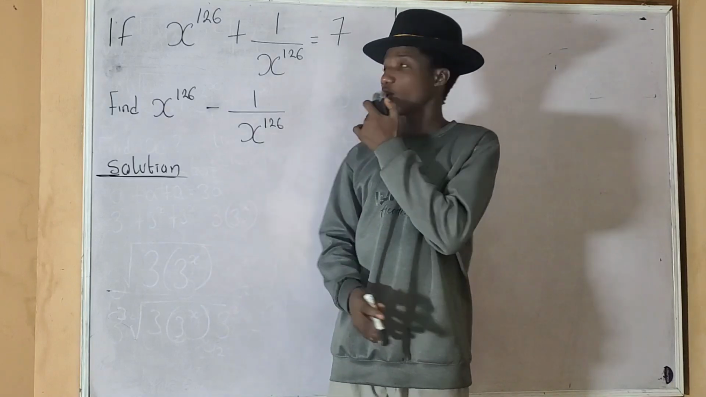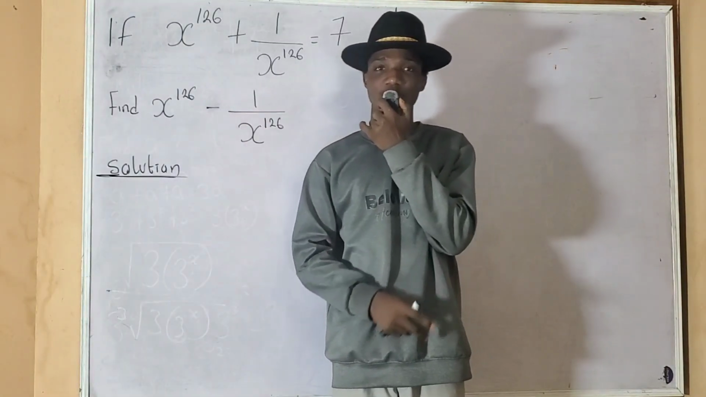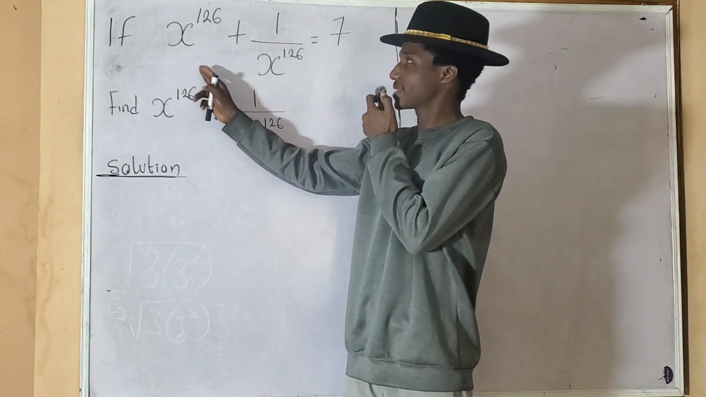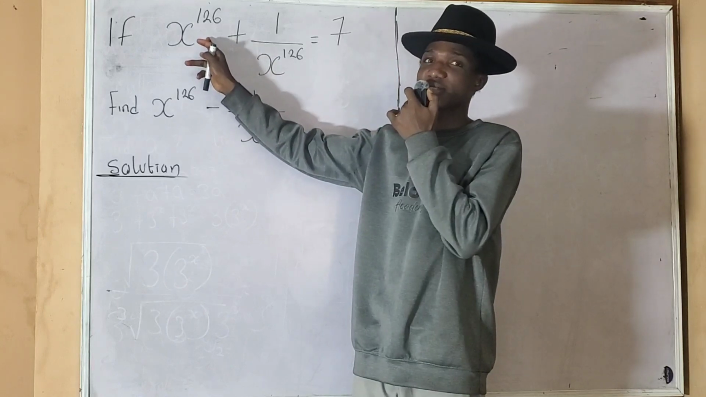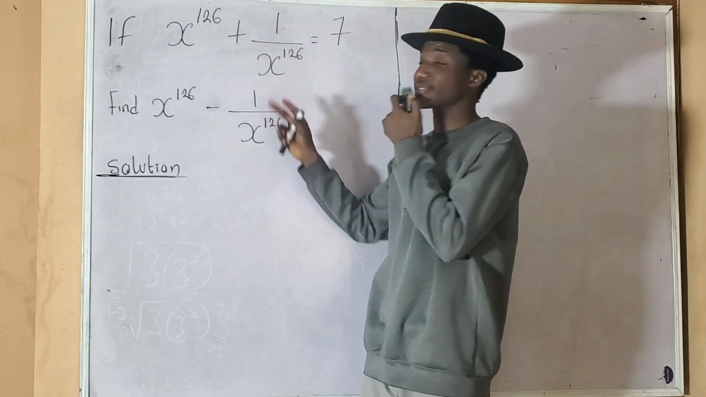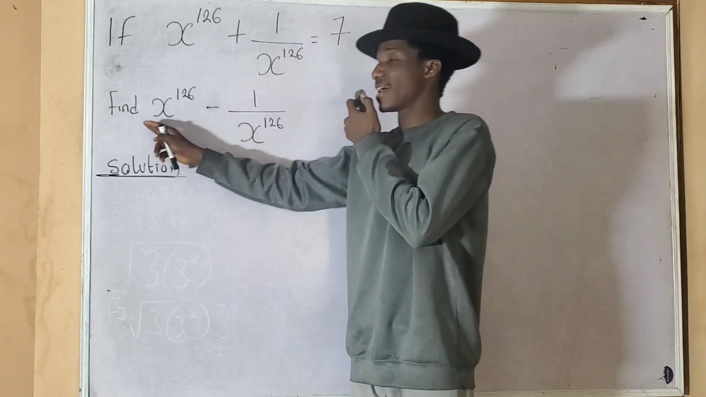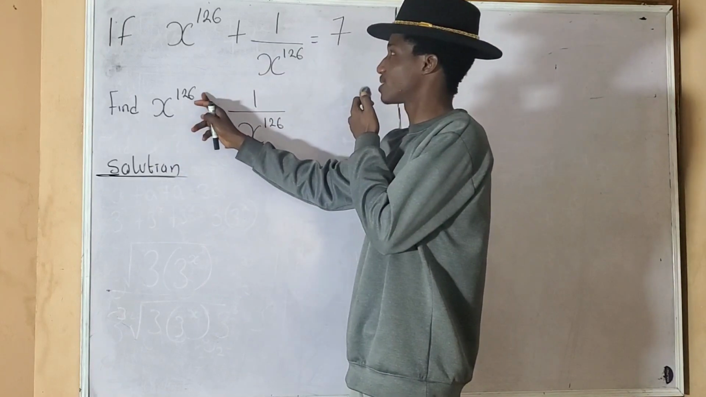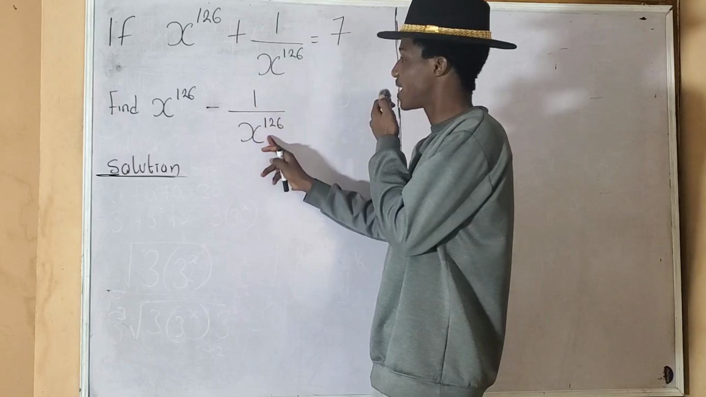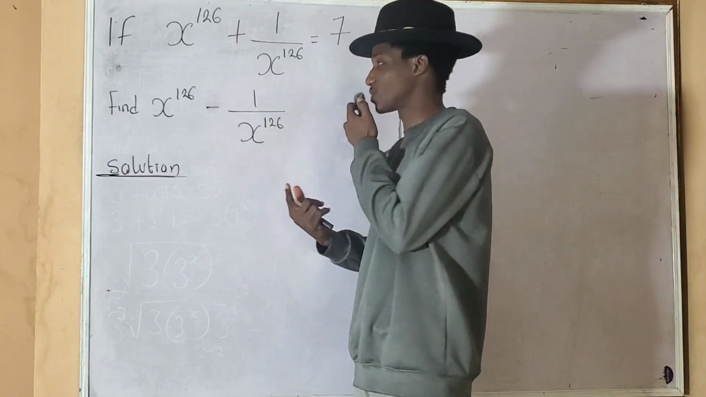Let me show you how to solve this question that we have on the board. If x raised to the power of 126 plus 1 over x raised to the power of 126 equals 7, find x raised to the power of 126 minus 1 over x raised to the power of 126.